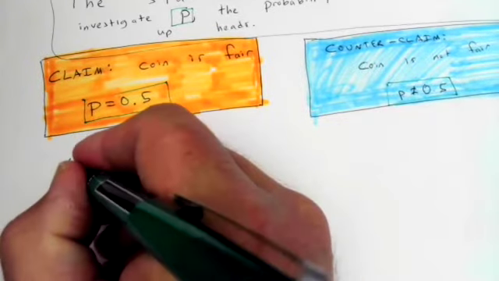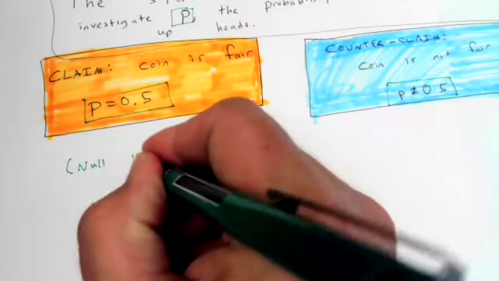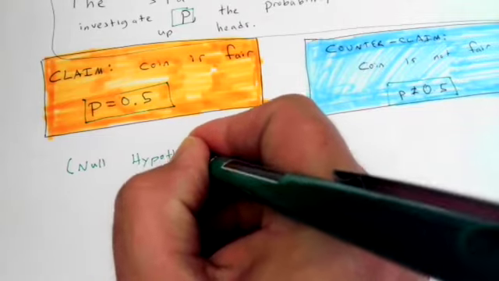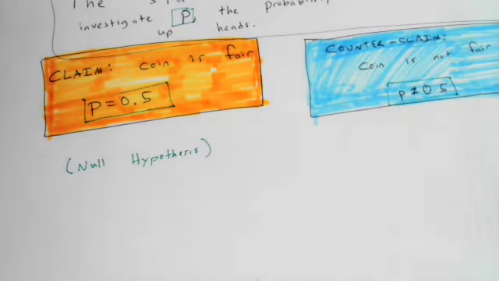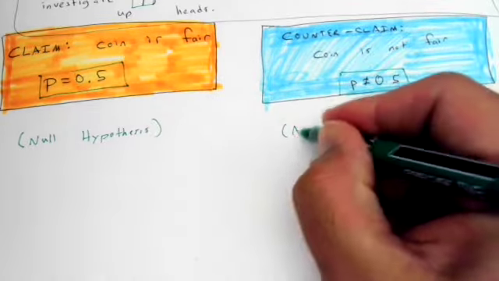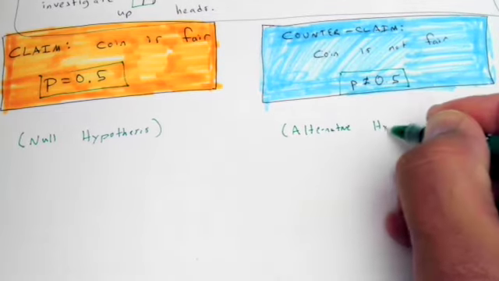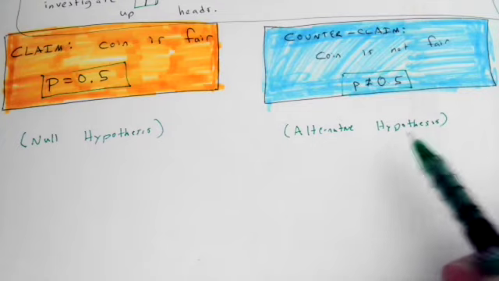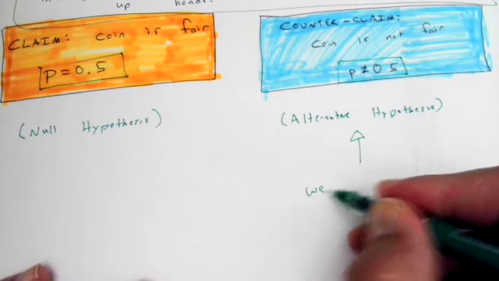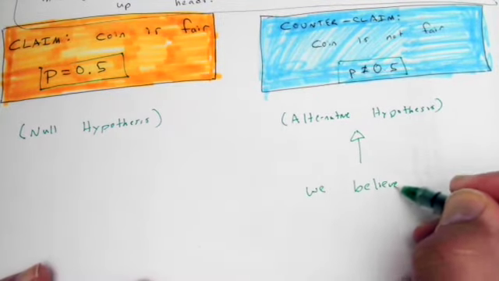In statistics, a statement that a value is equal like this is called the null hypothesis. The reason it's called the null hypothesis is it means nothing is wrong. Nothing is out of the ordinary. Everything is as people expect. And this competing claim is called the alternative hypothesis. Now, let's take the perspective of our high school football team. We want to prove the alternative hypothesis, so we believe the alternative hypothesis to be true.